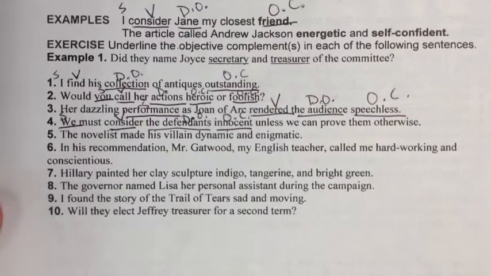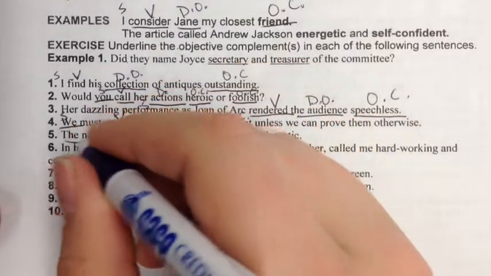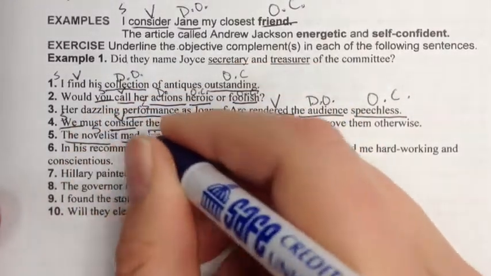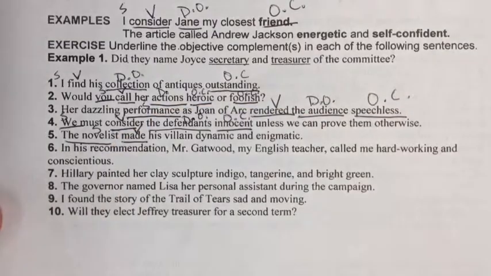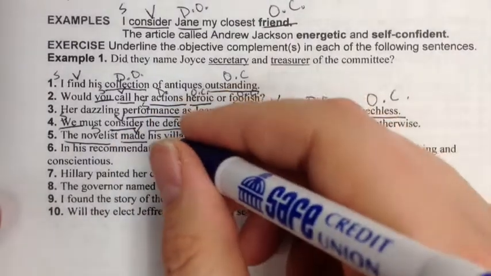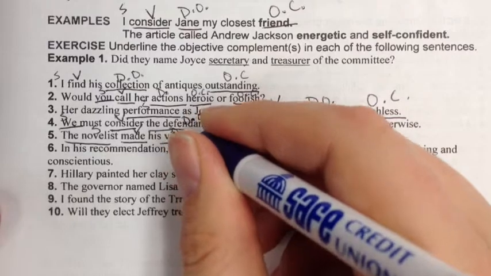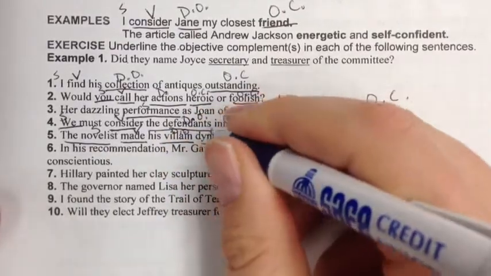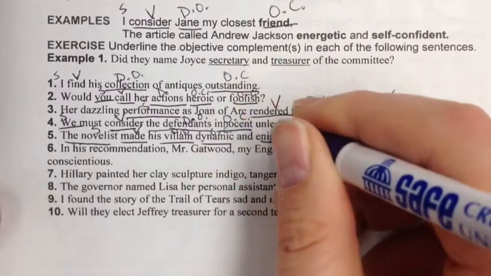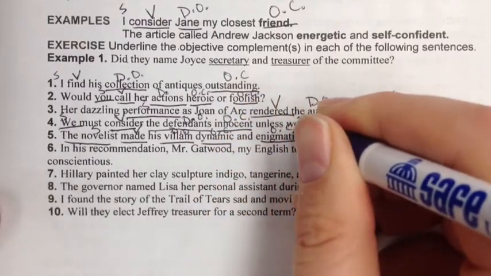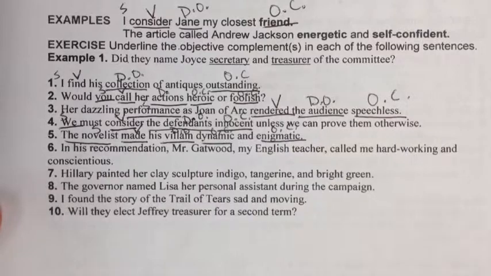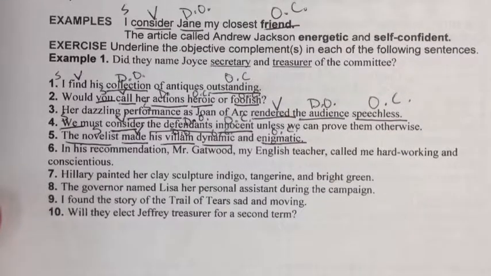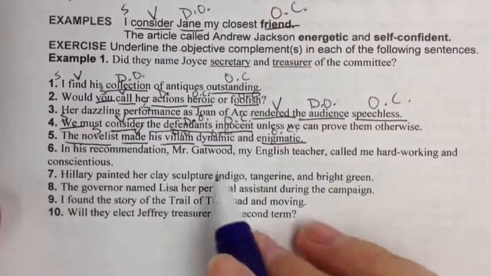Number 5. The novelist, there's our subject, made, there's our verb. His villain, there is our direct object. Dynamic and enigmatic, there's our objective complement. It's a word that comes after the direct object, and it explains how the verb was done to it. How was the villain made? And the villain was made dynamic and enigmatic.